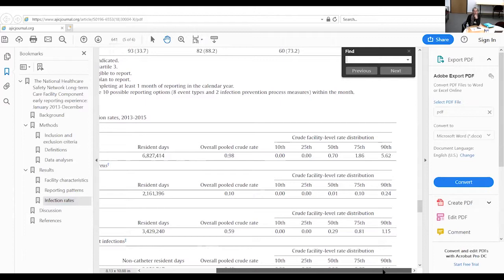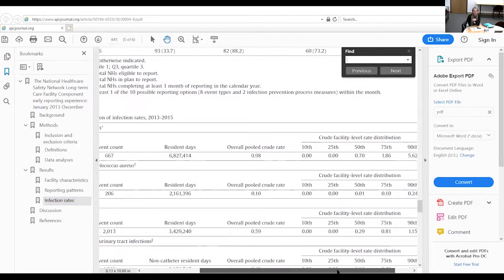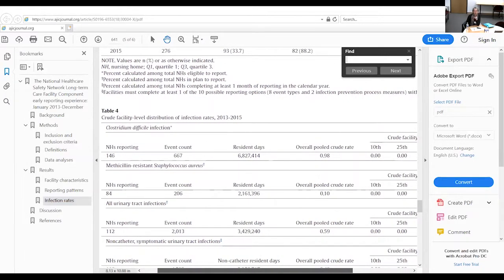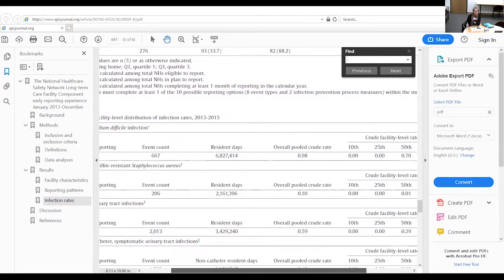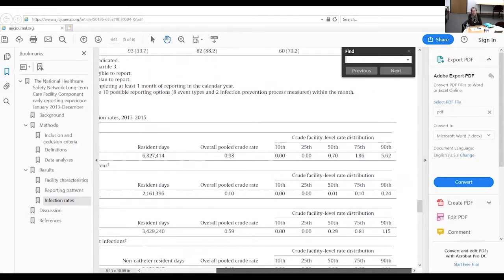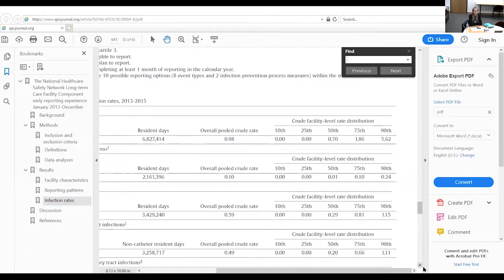You also have a number of facilities. I think the next one is UTI, urinary tract infections. All of them, they break it out into catheter-associated and non-catheter symptomatic. You can see a lot of the facilities are not reporting any. And then the 50th percentile is, they have a rate of 0.29. And then the 90th percentile have a rate of 1.15. So big range of rates. So let's go to the next slide.